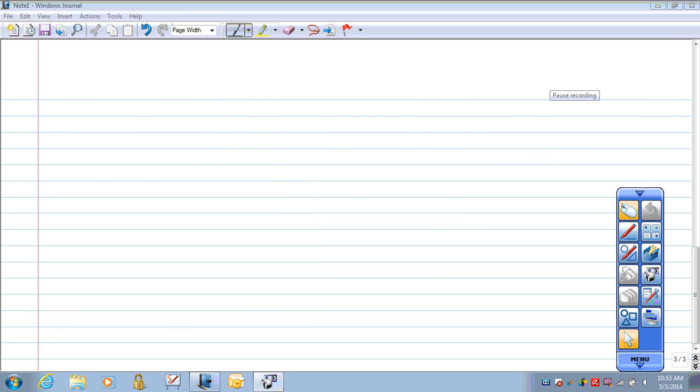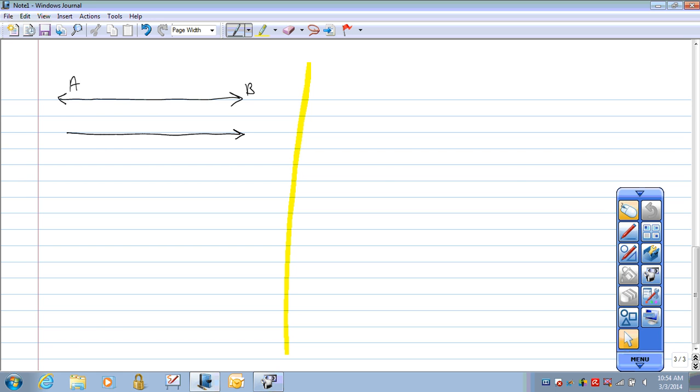Okay, now we're going to draw a figure and then answer some questions related to this figure. We're going to draw our first line, line A and line B. Our next line will be C and D. Our next line is going to be E and F. And then our next line is going to be L and M.